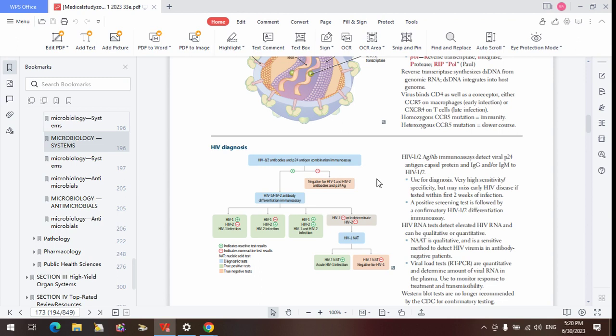Okay. So what happens is that the major form of ELISA is to detect antibody, but we have some ELISA that can detect antigen. So let us start with the antibody first.